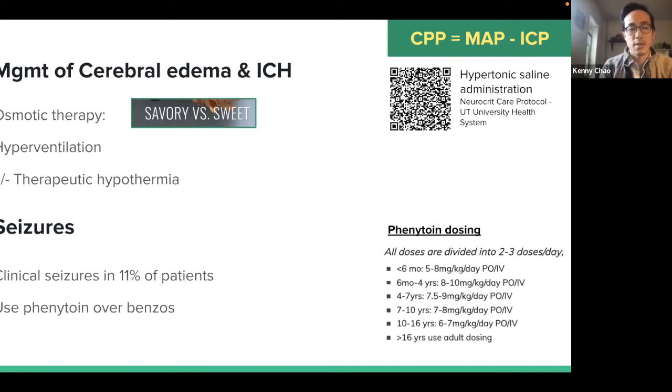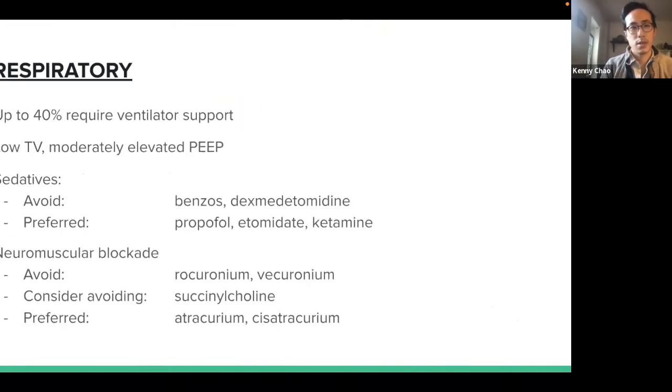The second line tends to be Keppra, which I would assume that we're all more familiar with and comfortable with, but definitely preferred over benzos. A lot of the benzos are hepatically metabolized. You don't want that stuff lingering around for a while. In terms of respiratory, up to 40% of patients require vent support.